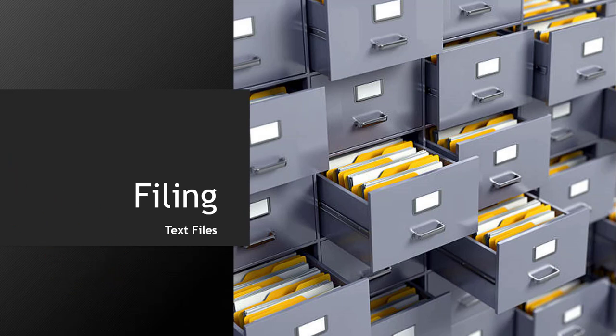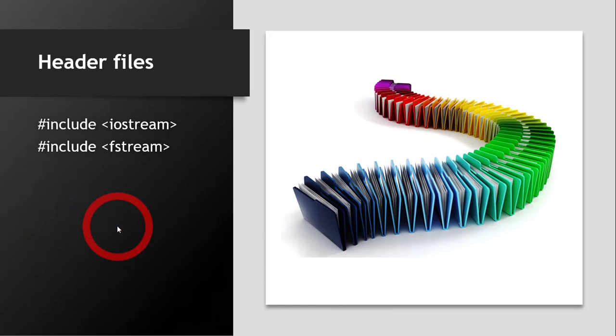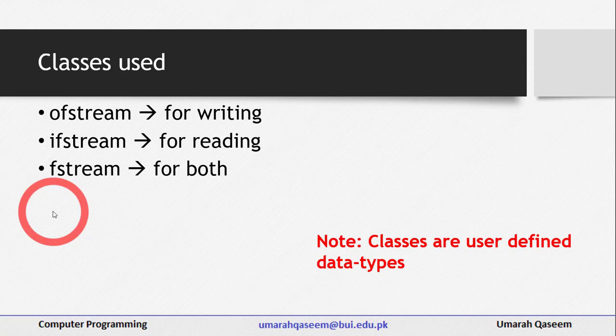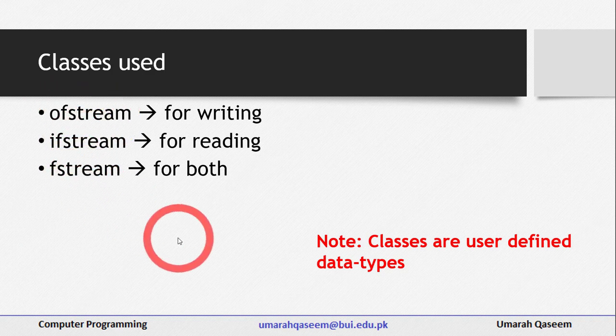to create them. So the header files that we will be using today are ifstream, which we always use, and also fstream. We will be using three classes today, which are ofstream, ifstream, and fstream. And the first question now that comes is, what is a class?